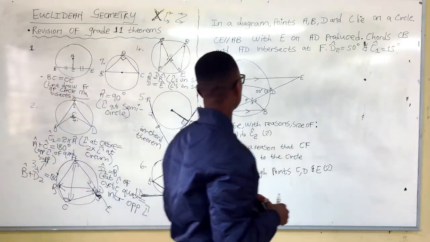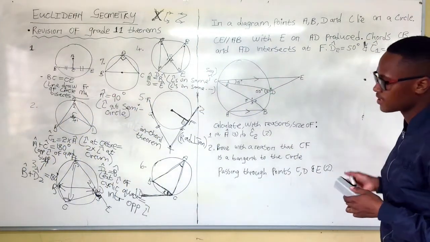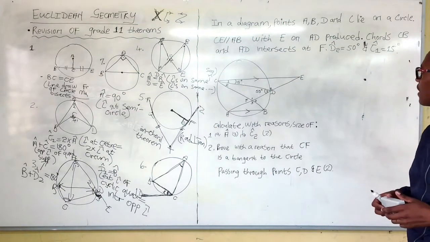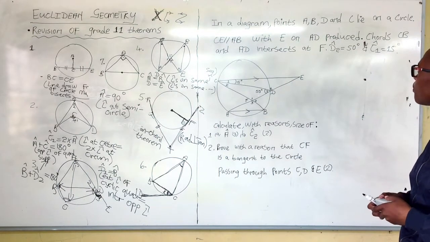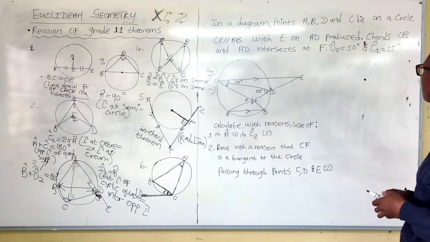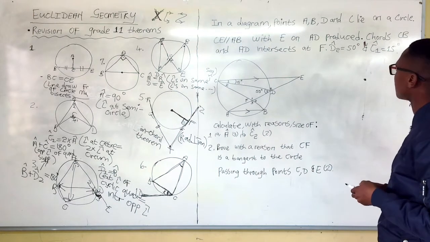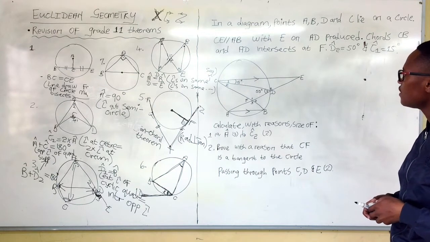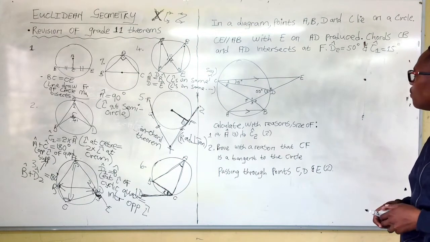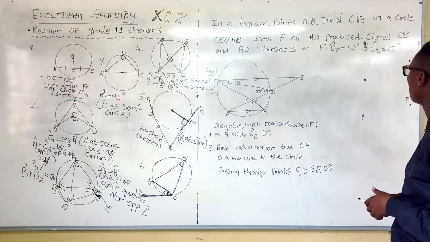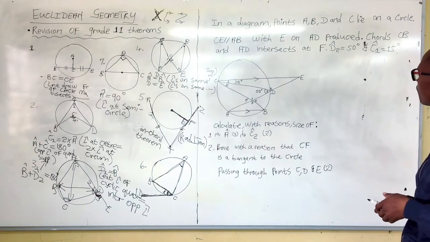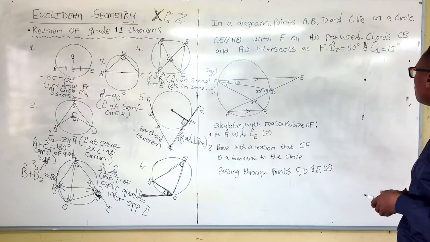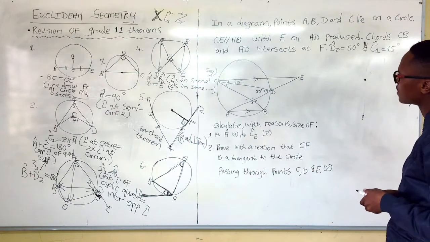So in our example, we have this question. It says in a diagram, points A, B, D, and C lie on a circle. CE is parallel to AB with E on AD produced. Chords CB and AD intersect at F. Angle D2 is 50 degrees and angle C1 is 15 degrees.